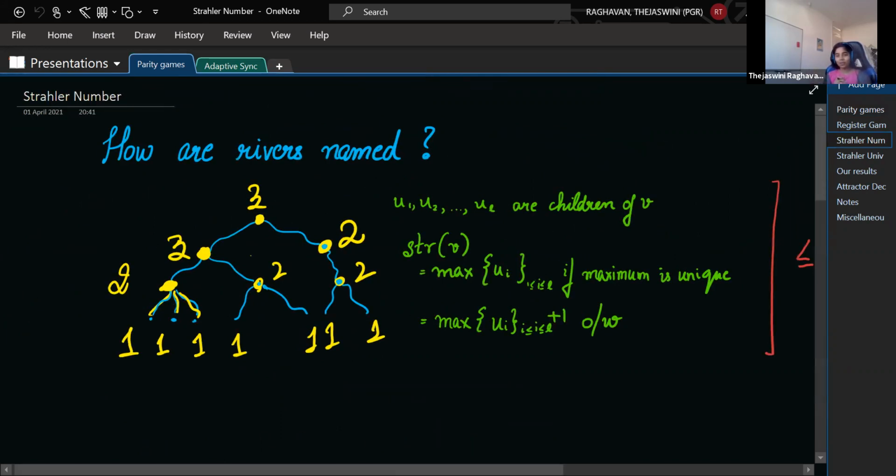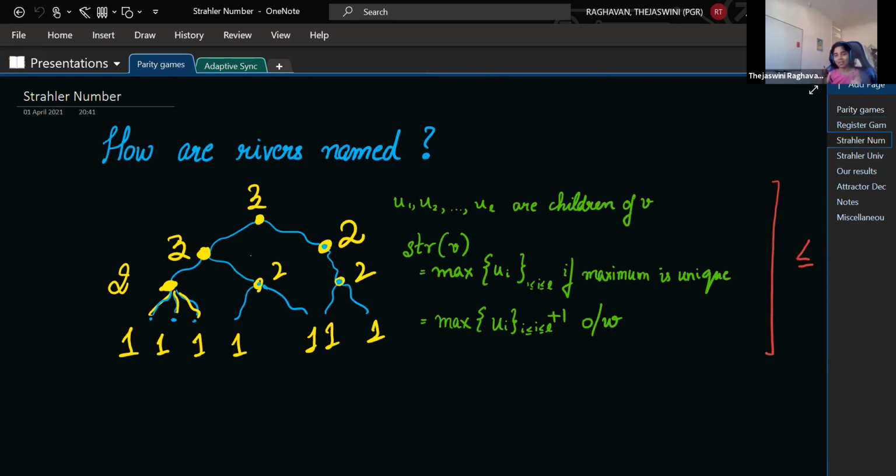So this is where Strahler number comes in. I swear I'm not digressing. So, have you ever wondered, when two rivers meet, how they name the resultant river after one of the two rivers before? So, when Ganga and Brahmaputra meet, the resultant one is called Ganga, but we don't know why it's not called the other river.